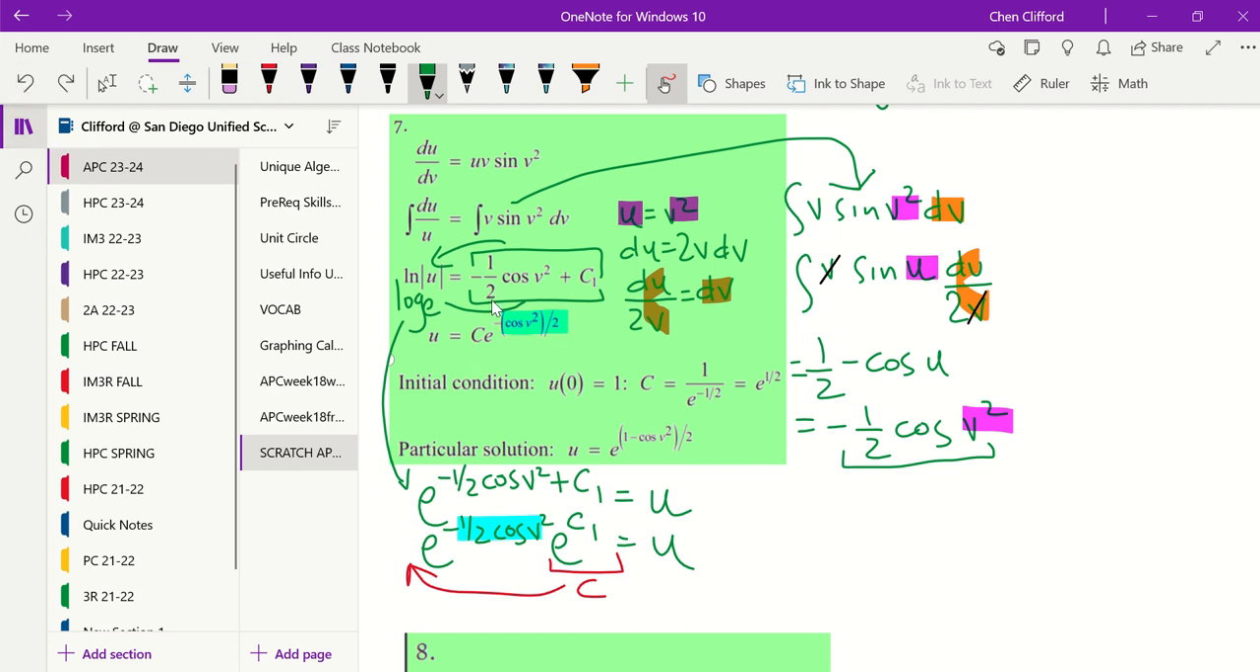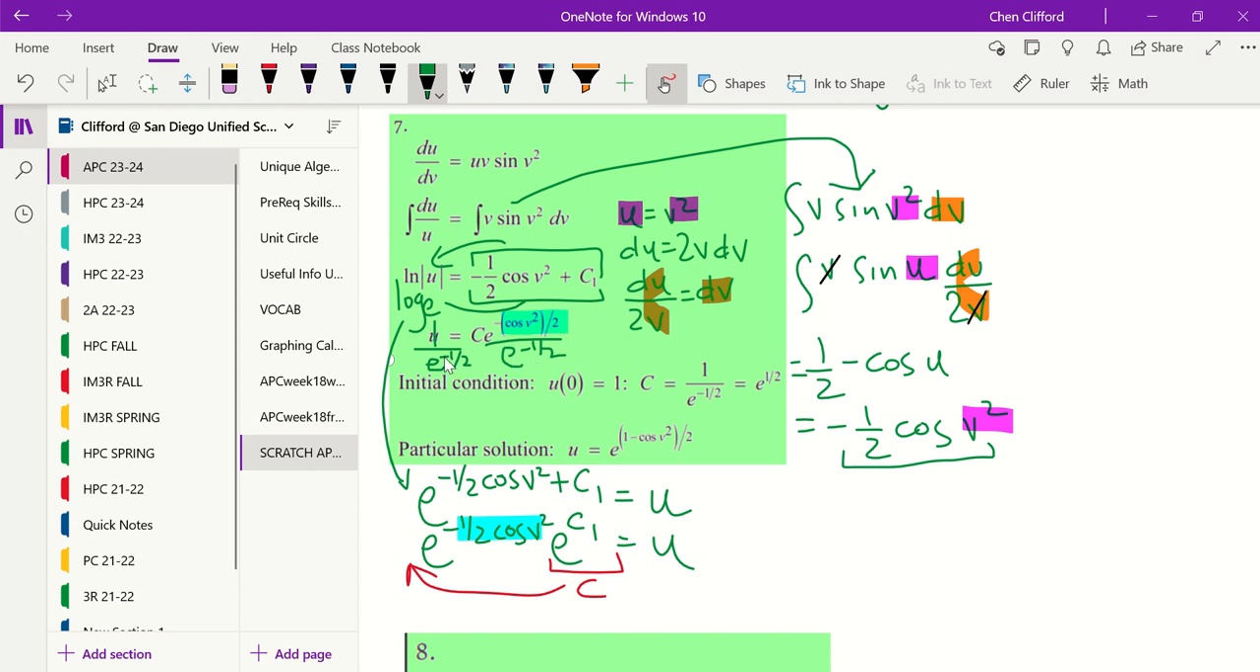And now we just plug in the initial condition. The initial condition was (0, 1). So we get cosine of 0 squared, which is 0. And so cosine of 0 is going to be 1. So you get negative 1 over 2, hence this right here. So this whole thing becomes e to the power of negative 1 over 2, and this is 1, and then you divide both sides by e to the power of negative 1 over 2, and you divide it over here also, and that's how you isolate c.